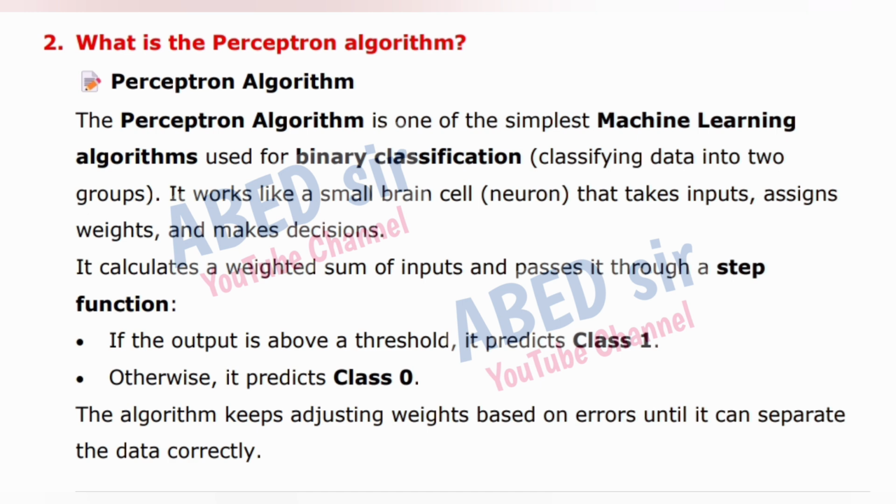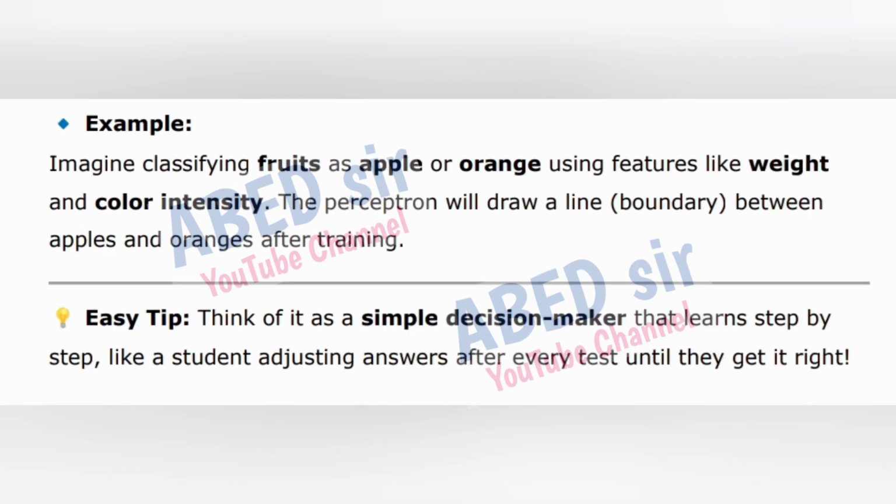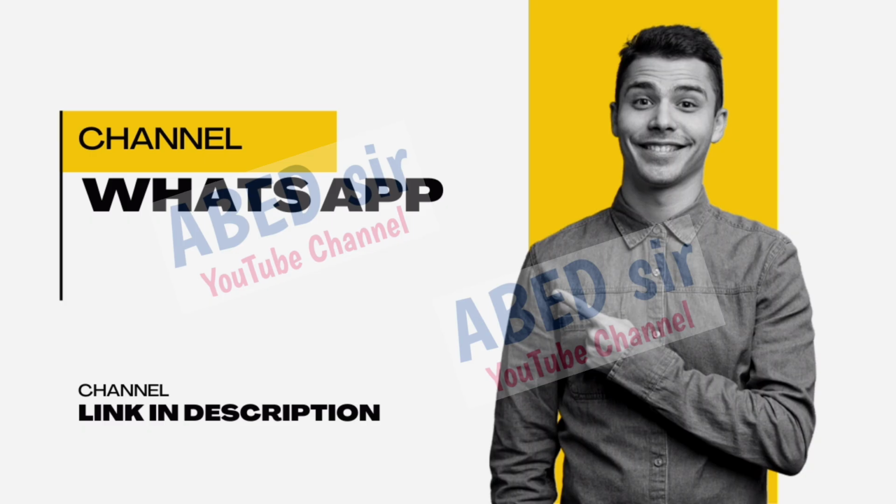The algorithm keeps adjusting weights based on errors until it can separate the data correctly. Example. Imagine classifying fruits as apple or orange using features like weight and color intensity. The perceptron will draw a line (boundary) between apples and oranges after training. Easy tip: think of it as a simple decision maker that learns step by step, like a student adjusting answers after every test until they get it right.